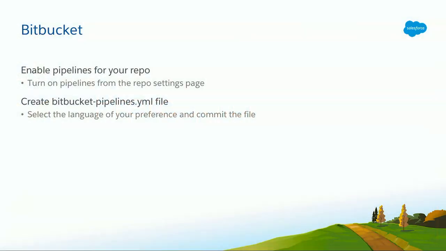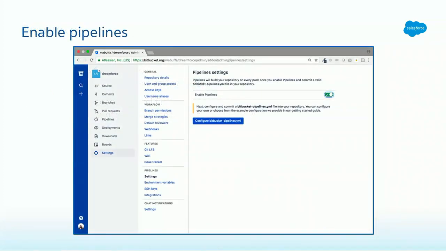So what you need to do to start working. Basically, there are two steps. The first one happens in Bitbucket. Basically, you have to turn on pipelines. That's very easy to do.